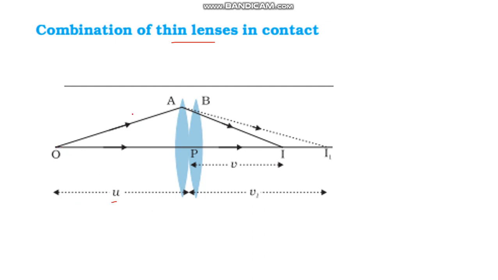Because it's a converging lens, initially the image will be formed at I1. This will act like an object for the second lens, and the final image will be formed at I. Actually it doesn't happen like this, only to understand mathematically we're writing like this. It actually doesn't happen like that. So finally when you're using two lenses, this is the object and this is the location of the final image, and V is the final image distance.